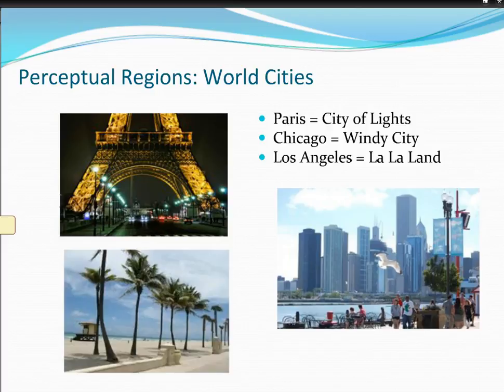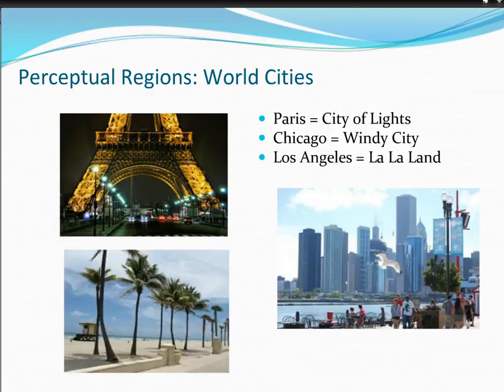Other perceptual regions are some world cities, such as Paris. You say the City of Lights, people know as Paris. Chicago is designated as a windy city. It's not the most windy city in the United States, but that's the perception.